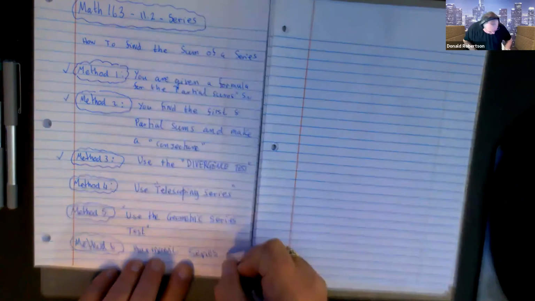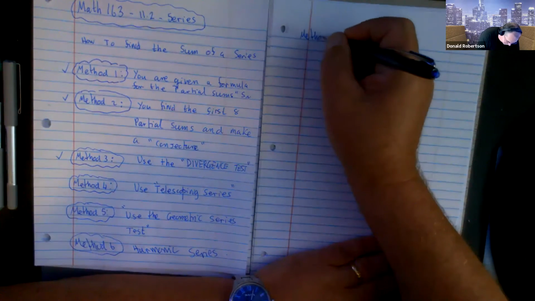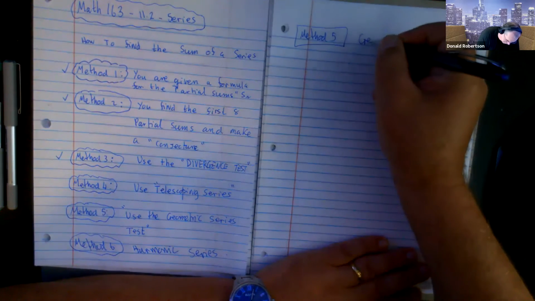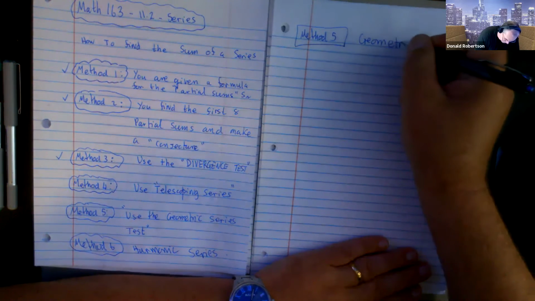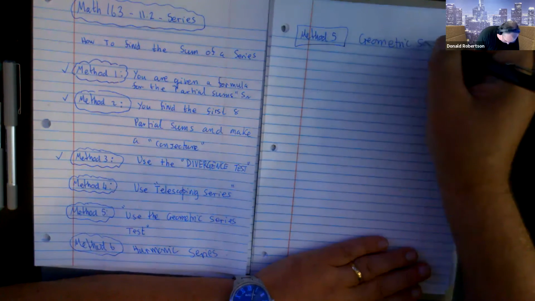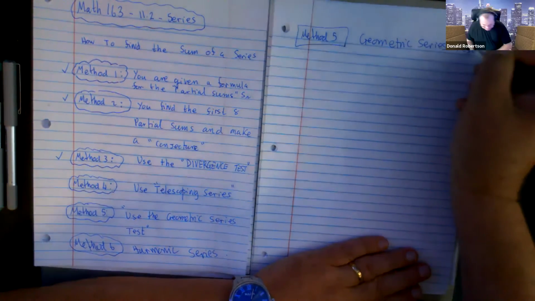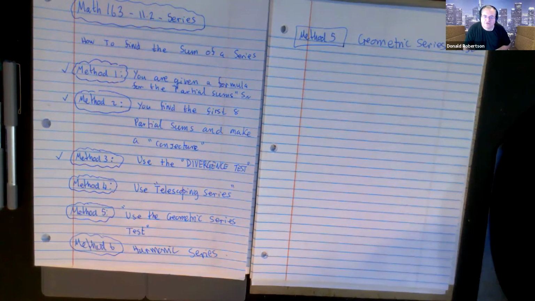So let's look at method 5. We have touched on these, so these aren't new. When you're trying to decide if a particular geometric series converges or not, we're going to use a test called the geometric series test.